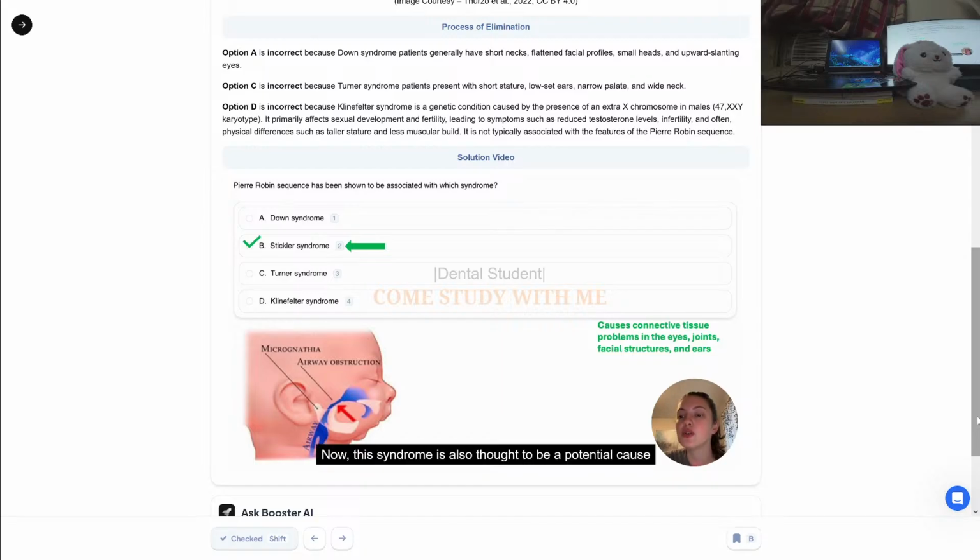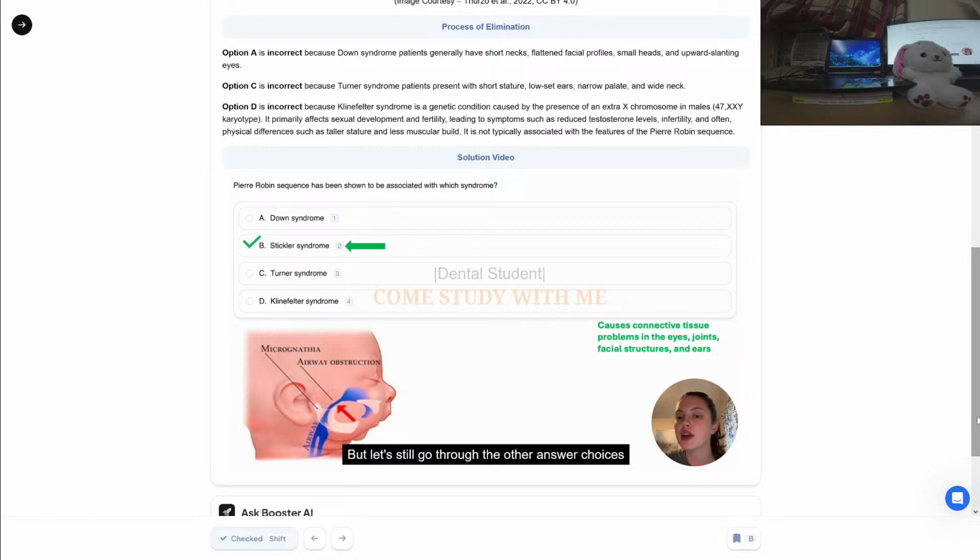Now, this syndrome is also thought to be a potential cause or trigger for the Pierre-Robin sequence in some patients. The defect in collagen that is characteristic of Stickler syndrome can interfere with the normal growth and development of the jaw, leading to the cascade of symptoms seen in the Pierre-Robin sequence. It's actually observed that many individuals with Stickler syndrome will present with some degree of this Pierre-Robin sequence, though not all of them will. And since we know that this syndrome is the answer choice known to be associated with the Pierre-Robin sequence, we know that the other syndromes are not associated with the sequence.